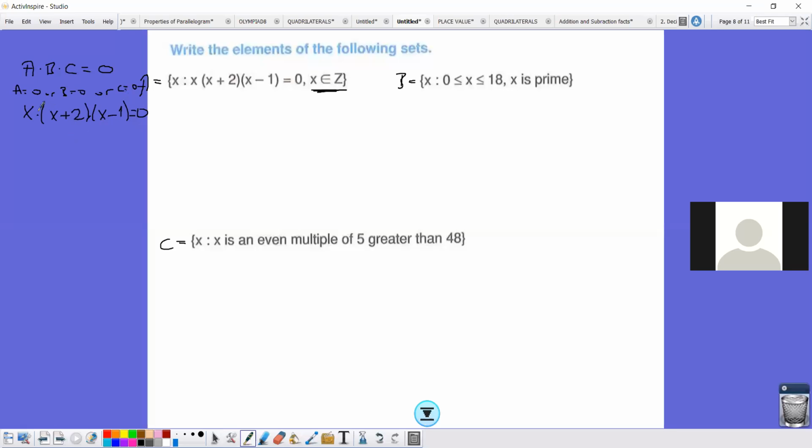Here in this equation, I have x times x plus 2 times x minus 1, which is 0. So x can be 0, or x plus 2 can be 0, or x minus 1 can be 0. So from here, x will be minus 2. From here, x will be 1. So the elements of A will be minus 2, 0, and 1.